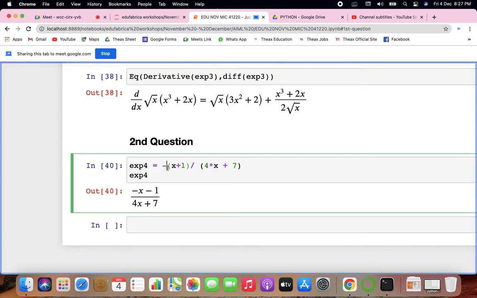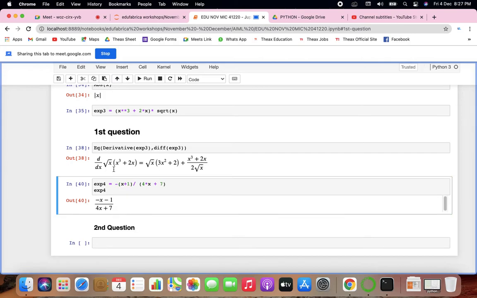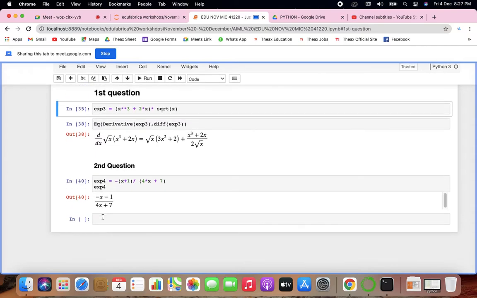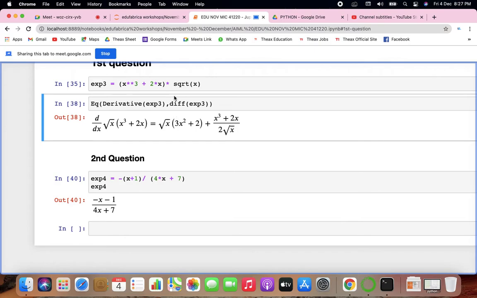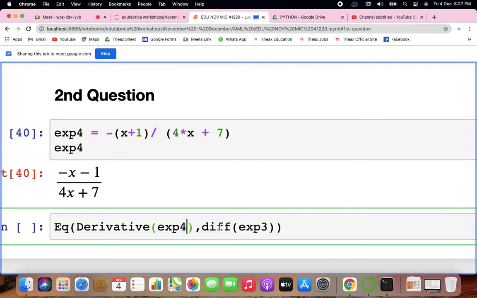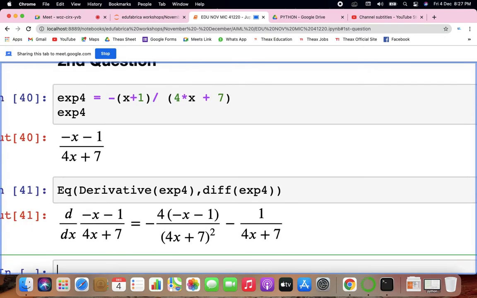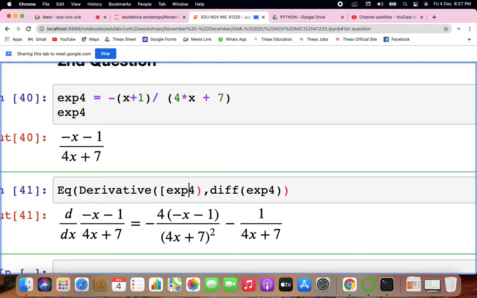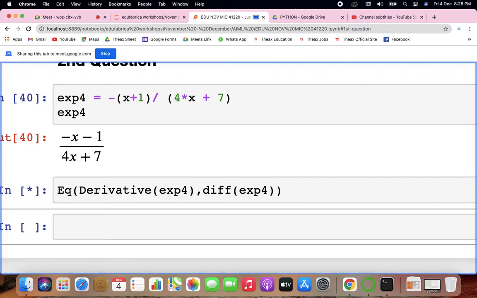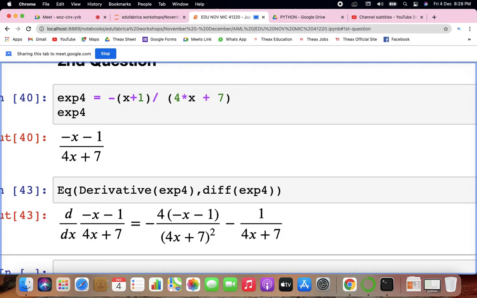I need to differentiate this, so let me make it upward. If we differentiate this, we'd be writing the same thing again, and just a bit of change will be there, that is exp4. So dy dx of this, minus x, or you can make a bracket even if it works over there. Leave it, that is fine. So dy dx of this is equal to minus 4 minus x minus 1 by 4x plus x is all. I hope this is clear to you.